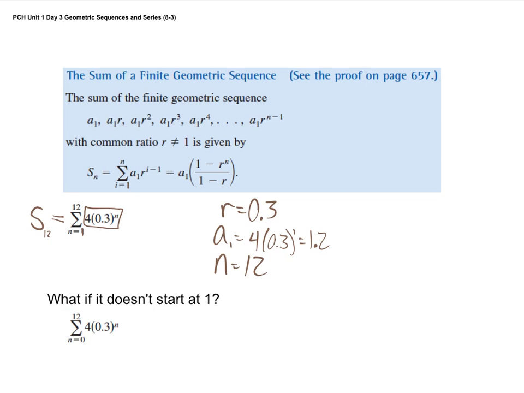All right. So, go ahead and try plugging that in and see if you can get the right value. Now that we've identified all the key parts, what would S sub 12 equal? You can use your calculator if you need, but give it a shot.